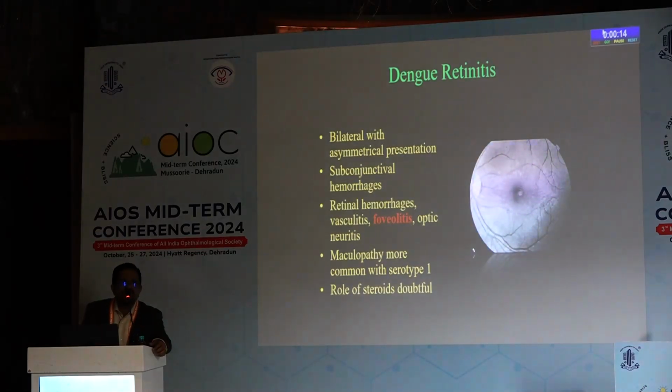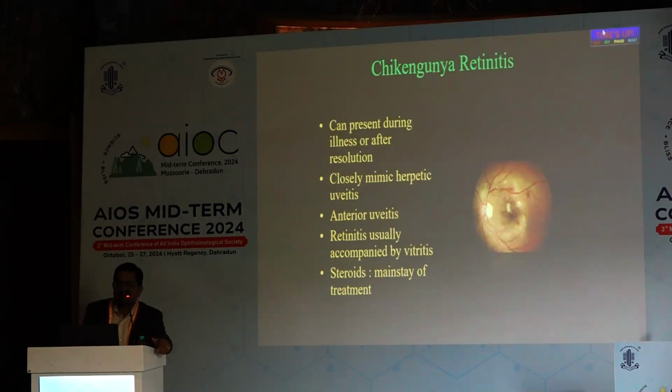Dengue is a disease which is very much endemic in India, and dengue affects eyes also. The disease affection is usually bilateral, but most of the time it is an asymmetrical presentation. The most common presentation of dengue is subconjunctival hemorrhage, but the most characteristic feature of dengue is foveolitis, and maculopathy is more commonly seen with serotype 1. Role of steroids is always doubtful.